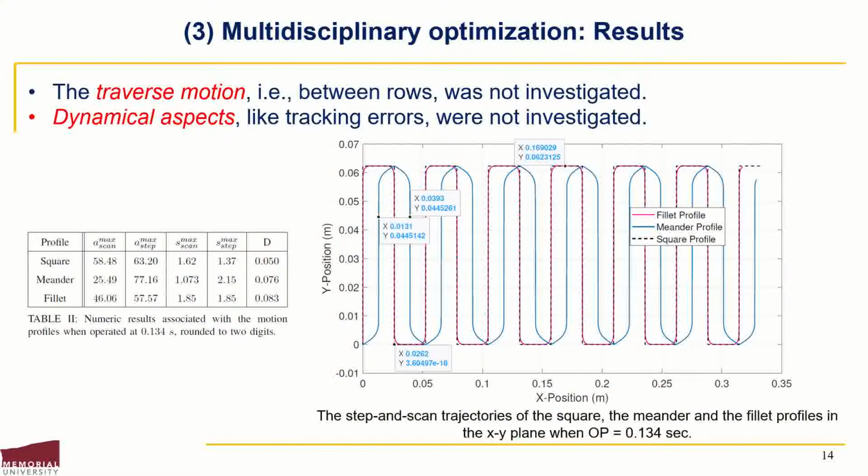Before concluding this presentation, it's worth reminding that the transverse motion was not included. Also, the dynamical aspects were not investigated. This figure shows the XY position of the three profiles when processing 13 dies in the same row under an operation time of 134 milliseconds. The numeric values of the profiles' parameters are summarized in the given table.